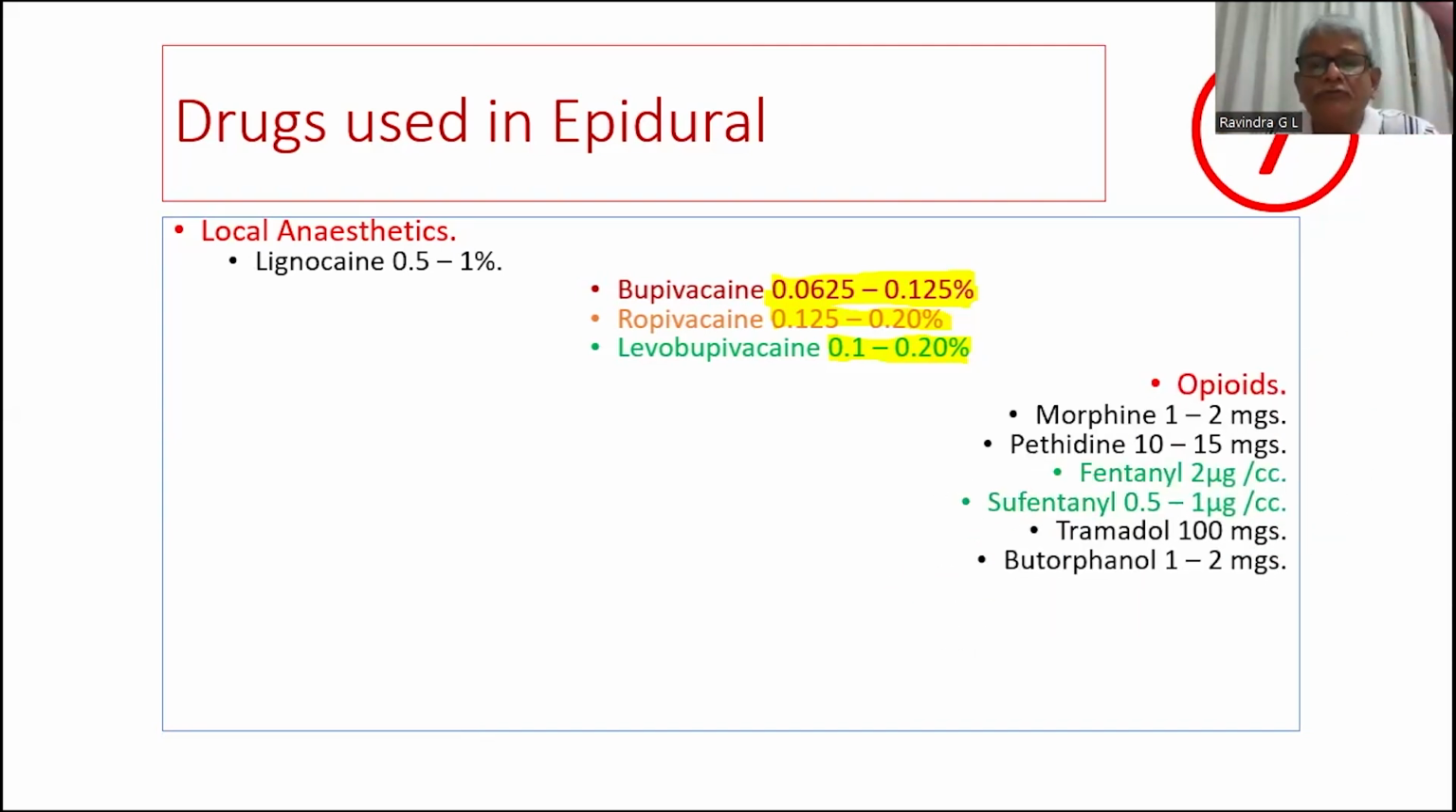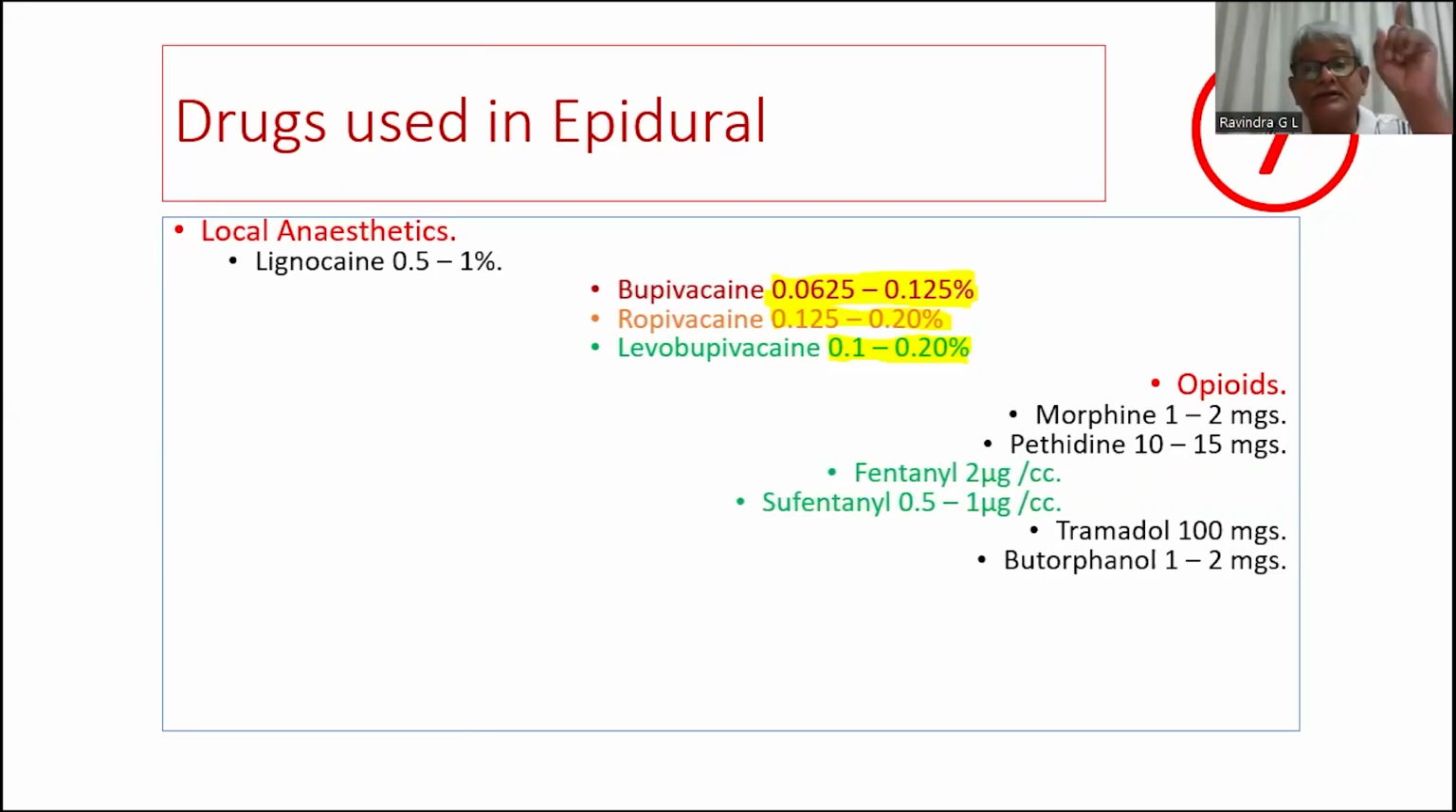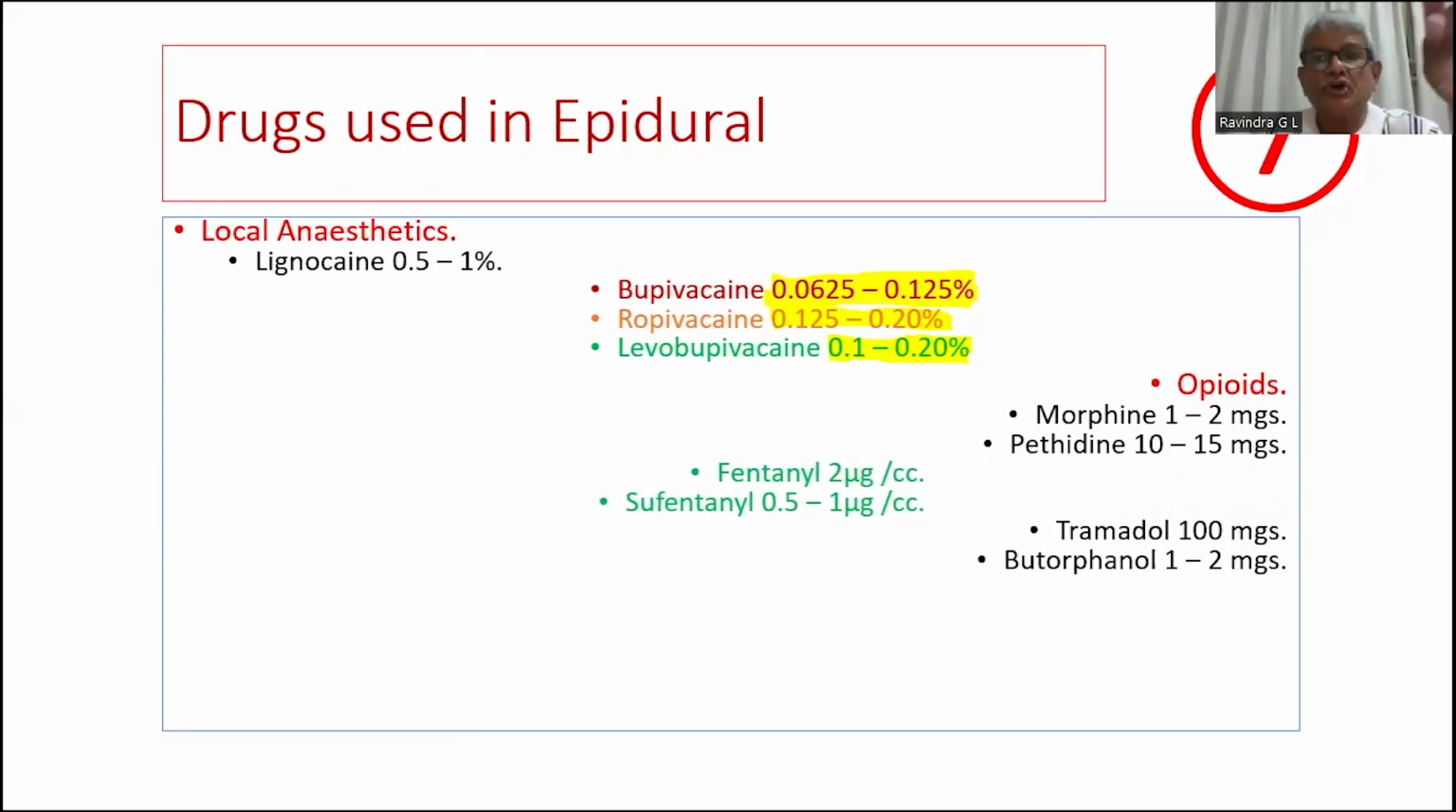The second group of drugs which are used are the opioids. Whether to call opioids adjuvants or not, I'm not very sure, because on occasions opioids act as adjuvants to the local anesthetics. But primarily, fentanyl and sufentanil, and sometimes morphine, can act independently also. So I have grouped them separately from the adjuvants. The ones which have stood the test of time are fentanyl and sufentanil.